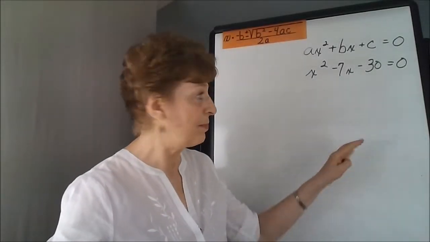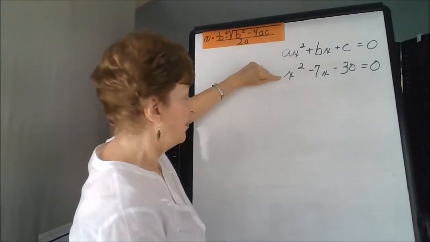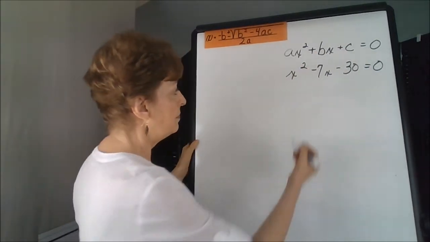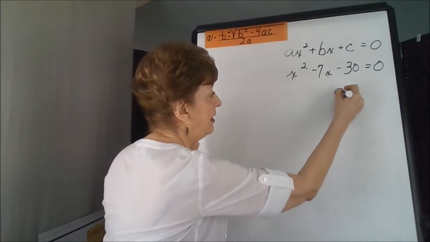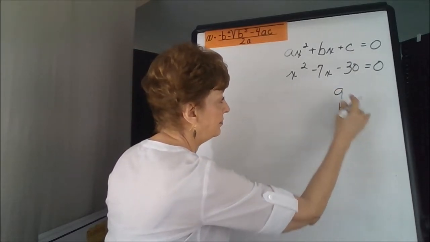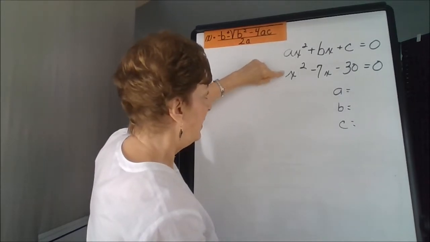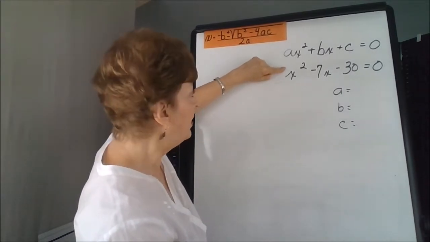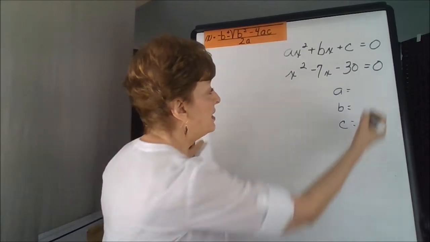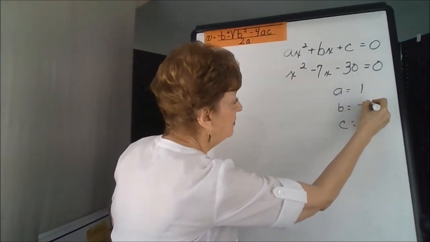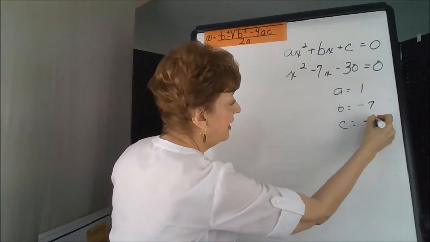In our next example, our equation matches. All the terms are in the right spots. We're going to pull out our A, B, and C. A is not showing, but we know that anytime a letter is alone, it means 1. Our B term is a -7. Our C is a -30.